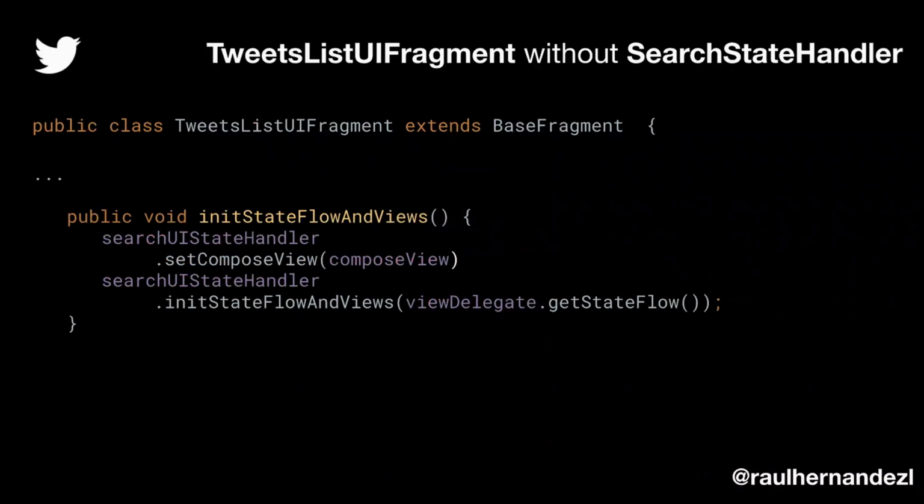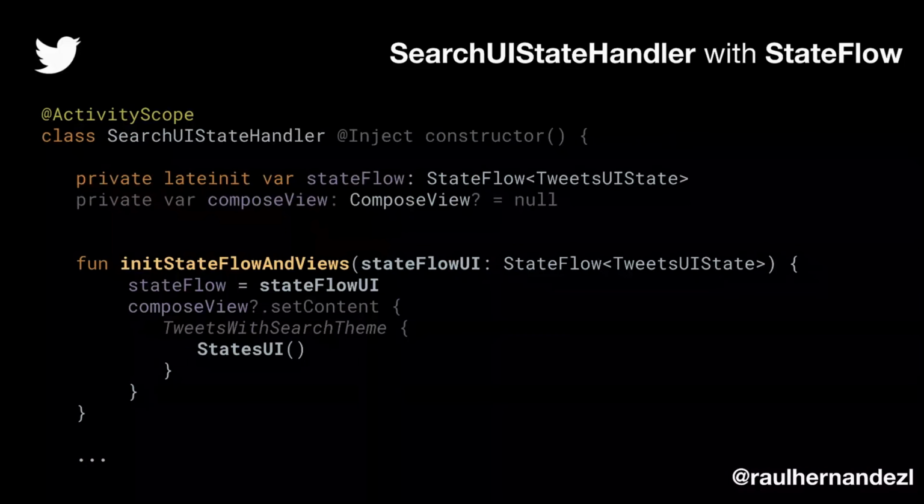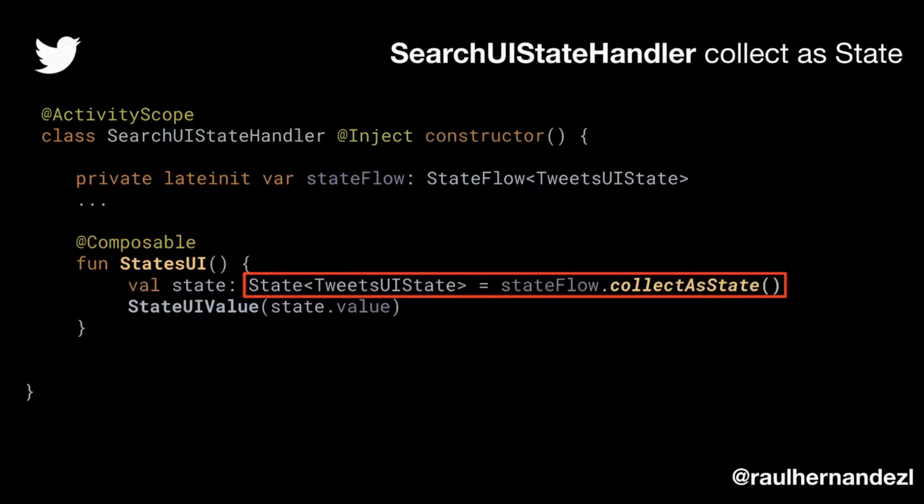And I start composing the view by passing the compose view there and just passing the state flow. I don't need the reference to the fragment anymore. So here into the search UI state handler, I pass the compose view, I set the content, and I start with state UI. As you can see, I'm not passing here the state flow UI because it's already there. And then what I'm just using is the collect as state convenient operator that state flow provides, that is actually retrieving a state that is ready for compose to be used. And then compose will understand that. And that means that every recomposition, we can rely on the value and see if there is a change.